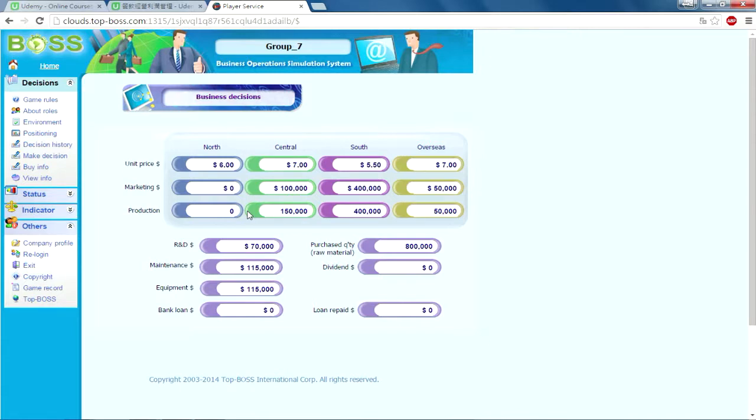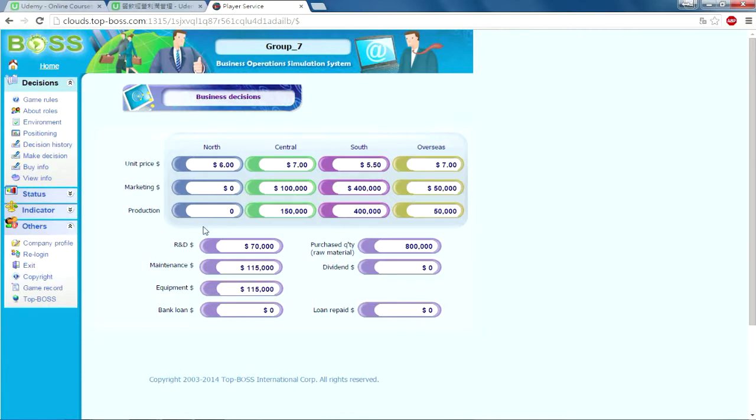So you can't sell at an absolute high price. The implication is don't make absolute high quality. You know what I mean? Because you cannot sell absolute high price. The price must be in between $3 to $9.